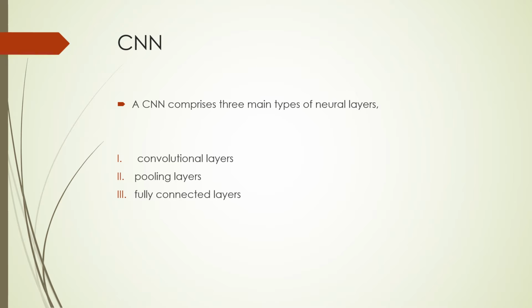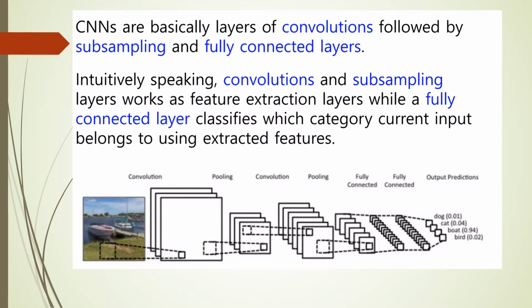So basically, a CNN comprises three types of neural layers: convolutional layers, pooling layers, and fully connected layers. CNNs are basically layers of convolution followed by subsampling and fully connected layers. To speak correctly, convolution and subsampling layers work as feature abstraction layers, while a fully connected layer classifies which category the current input belongs to.